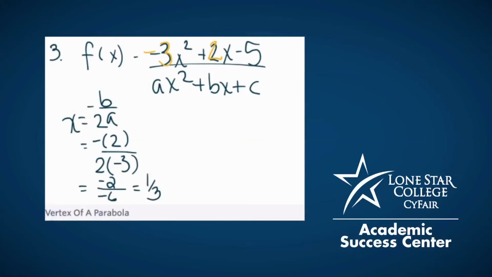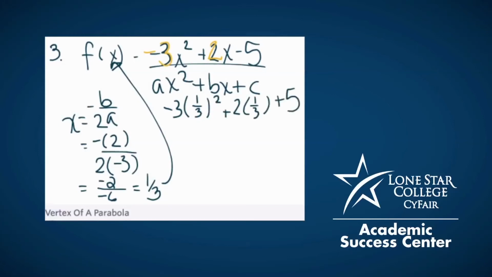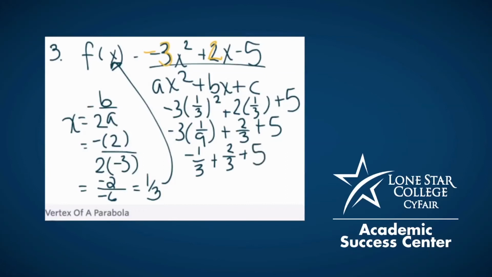We will plug 1/3 into our function for every x. We have negative 3 times 1/3 squared plus 2 times 1/3 plus 5. That's a negative 3 times 1/9 plus 2/3 plus 5. We end up with a negative 1/3 plus 2/3 plus 5, which is 1/3, and that's actually a minus 5.